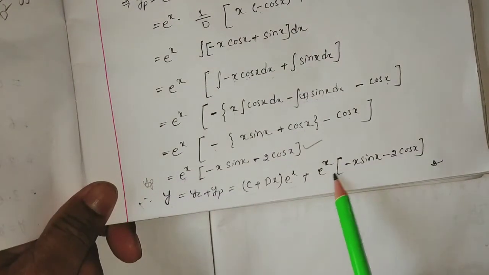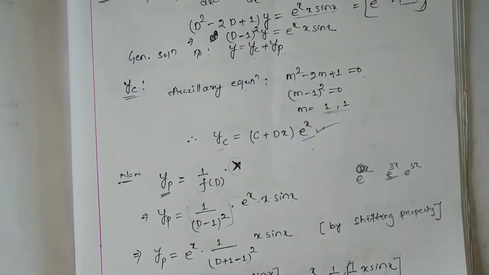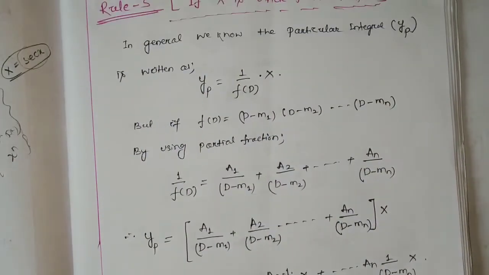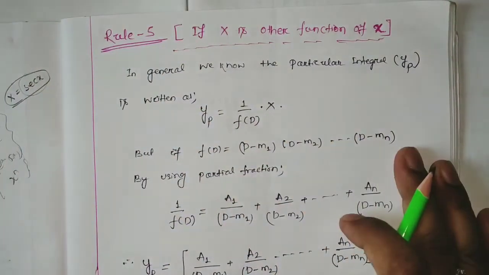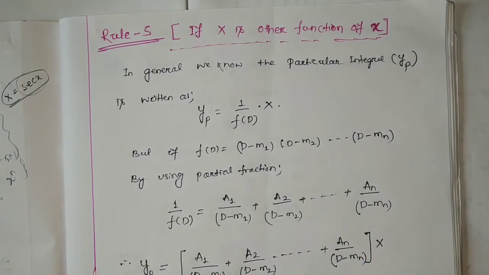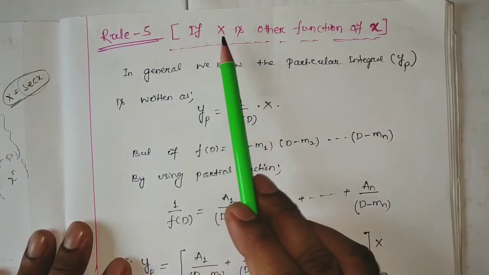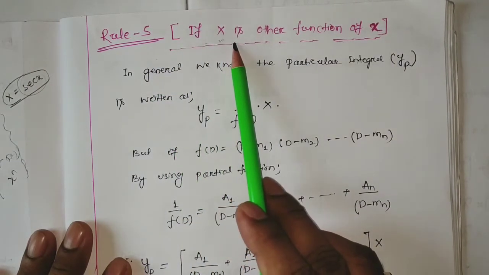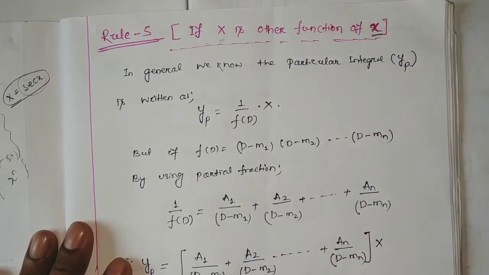Already we found yc, so the general solution will be yc plus yp. Okay, now we are going to move to rule number 5. Rule number 5 is your last rule for the operator method. According to this rule, the source function X for a non-homogeneous linear differential equation is another function of x, other function meaning except the earlier cases.